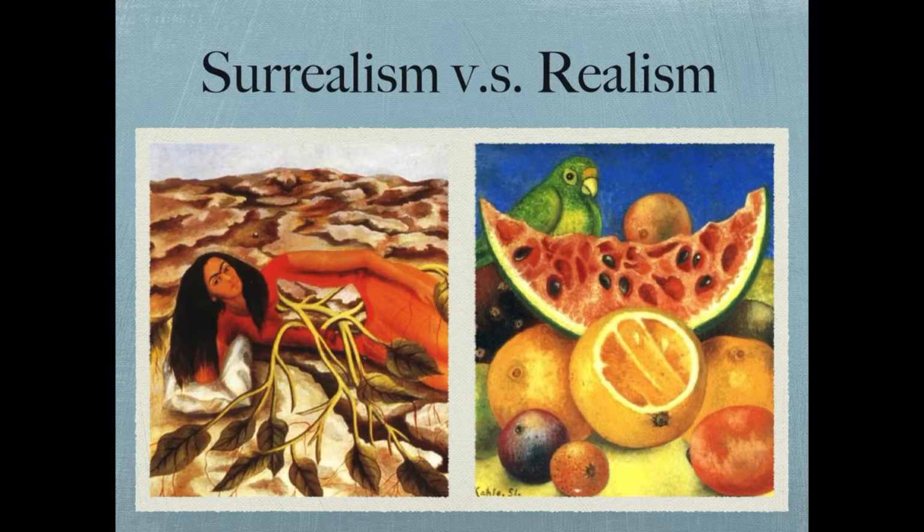So we have her picture here on our left, and it's her body turning into these vines, which is something that we know cannot happen. But to the right, we do see this painting of fruit and a little bird, which is something that we can see very clearly happening in real life. And so that's the difference. Some of our artwork was very surrealistic and some of it was very realistic.